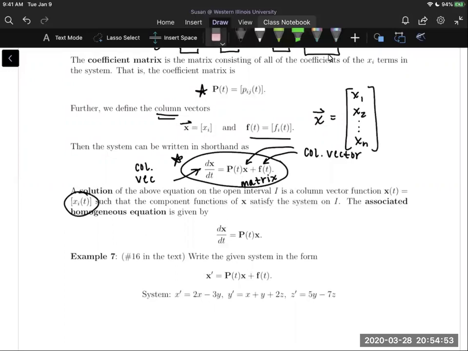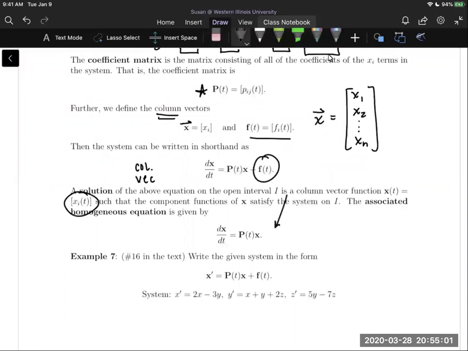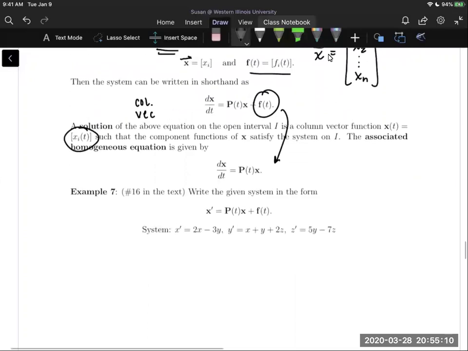Now, if we want to talk about a homogeneous equation, the associated homogeneous equation is, you'll notice that that f of t got dropped. So if we just drop off those external functions, we call that the associated homogeneous equation.